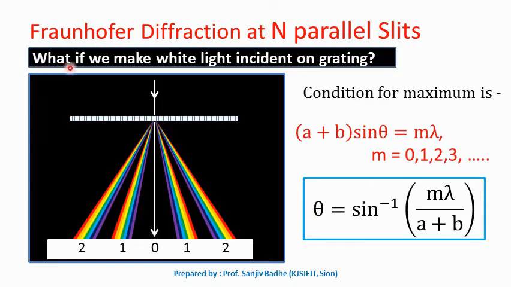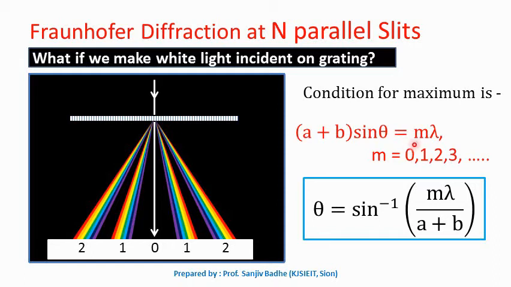Next question. What if we make white light incident on the grating? Instead of monochromatic light, let us make white light incident normally on the grating, and let us see what happens to the diffraction pattern. So to understand that, let us consider the condition for maximum, which is (a plus b) sin theta equal to m lambda, where m is equal to 0, 1, 2, 3 and so on. a is the width of the slit, b is the width of the separation between the two slits. So now the value of theta will depend on the value of lambda for a given value of m.